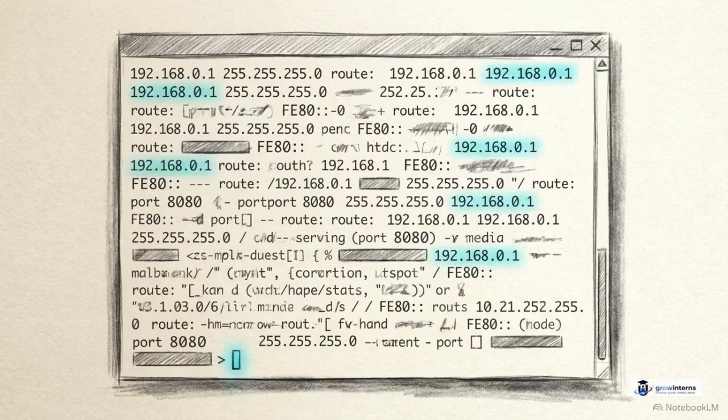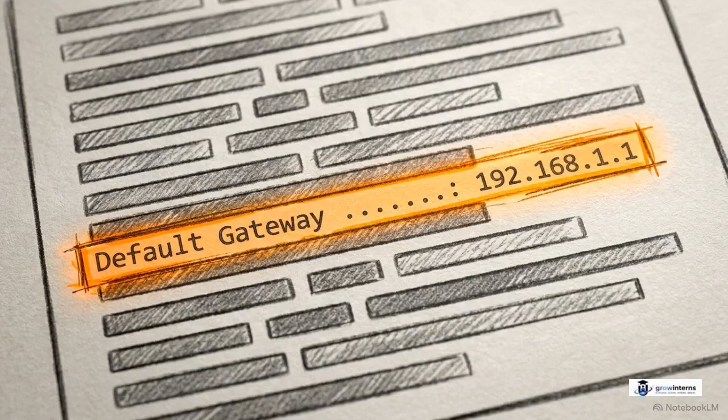Look through the block of text that appears. You are searching for a specific line labeled Default Gateway. The sequence of numbers next to it is your router's IP address.